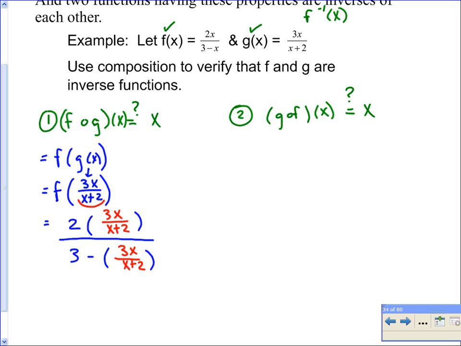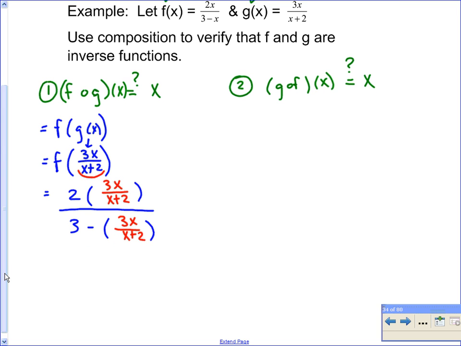Now, once I get that set up, it's just a matter of simplifying it. In this case, it happens to be a bit complicated. We're getting common denominators. So if I have 2 times the 3x over x plus 2, that's just going to give me 6x over x plus 2 over, and in the denominator I have 3 minus that 3x over x plus 2, which means I need to get a common denominator to combine those.